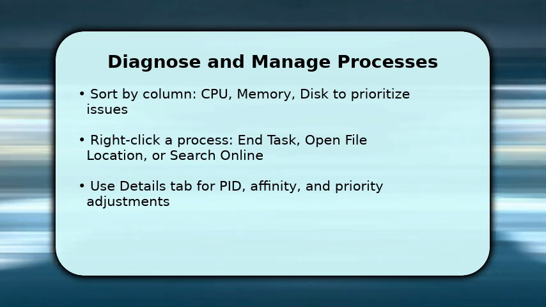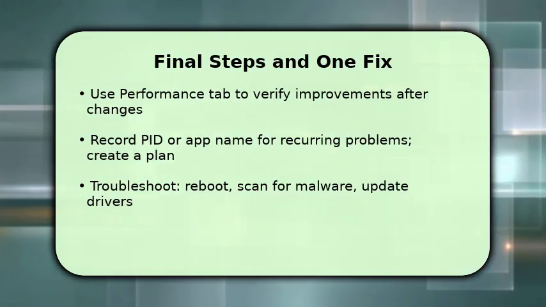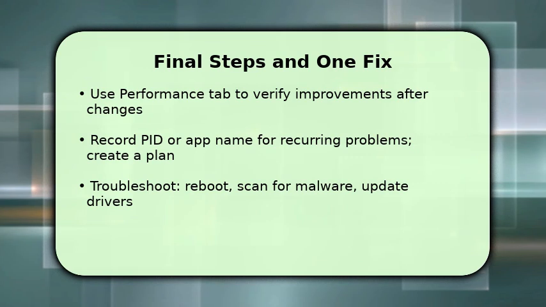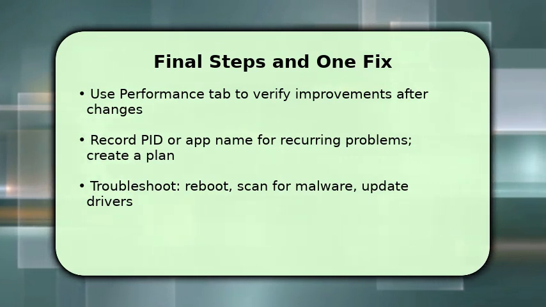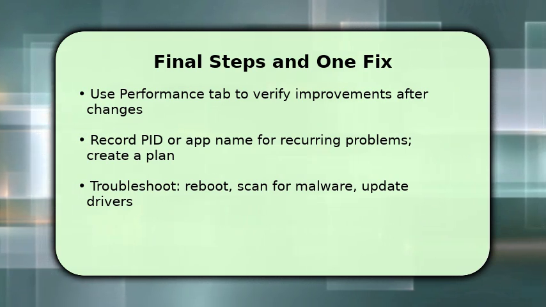Finish by checking the Performance tab to confirm CPU, memory, and disk metrics improved. This proves your actions worked. You should record problematic PIDs or app names for recurring issues and plan automation or updates to prevent repeats.